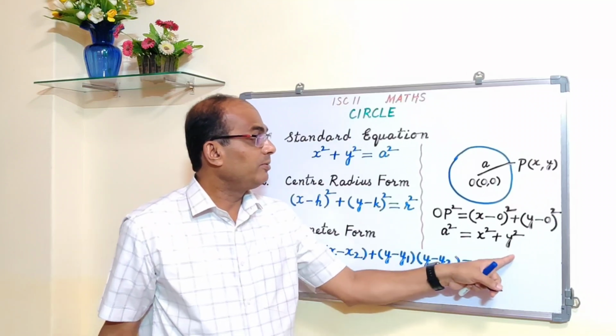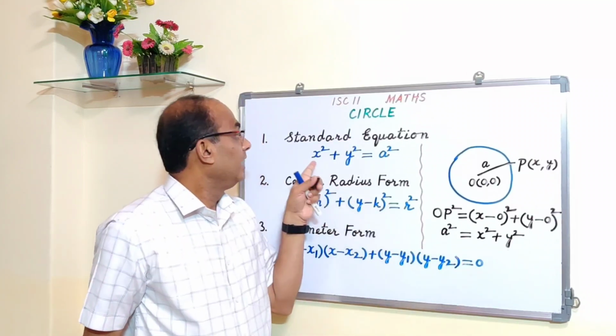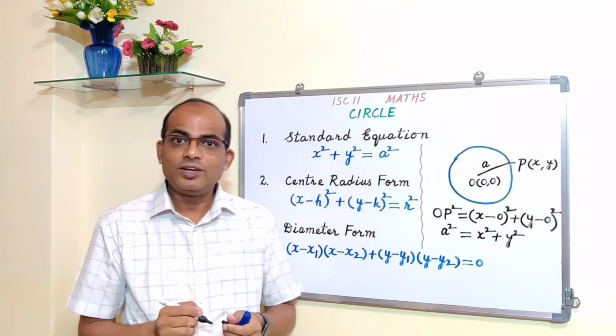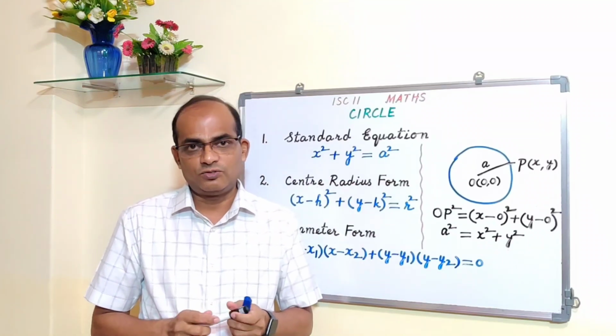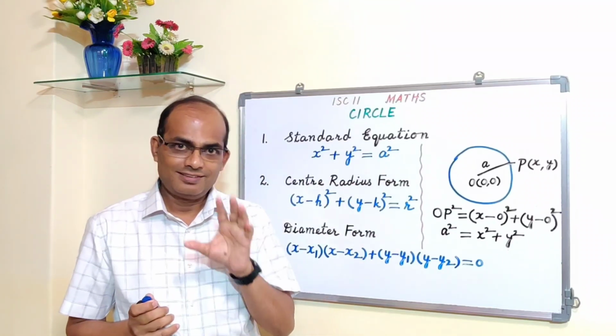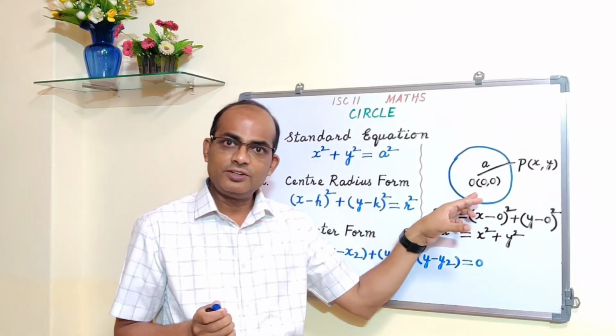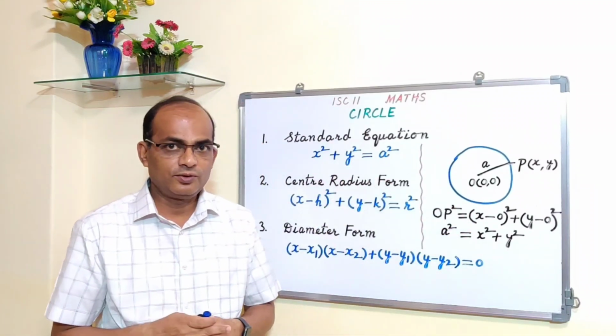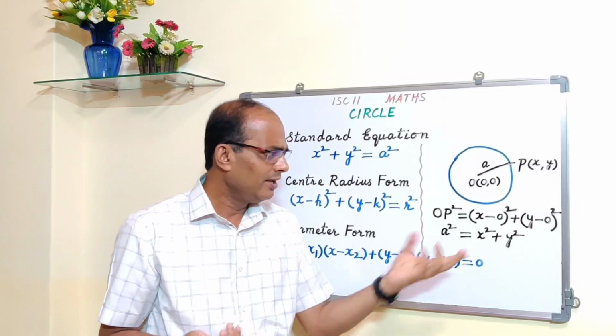Okay, so we got x square plus y square is equal to a square. x square plus y square is equal to a square is the standard equation of a circle. Please remember, standard equation means the center of the circle is at the origin, and the equation is x square plus y square is equal to a square, where a is the radius of the circle.